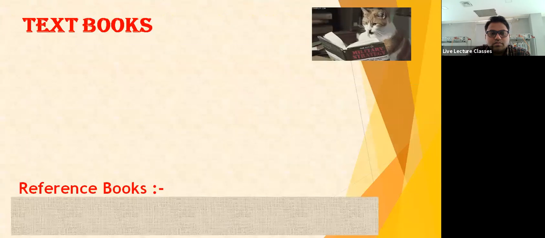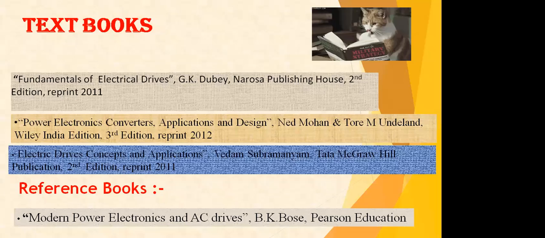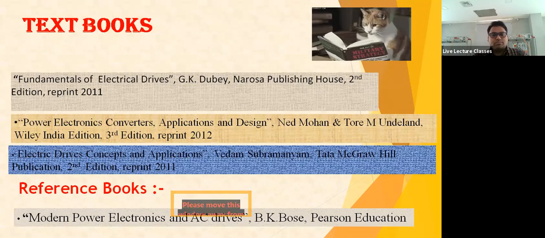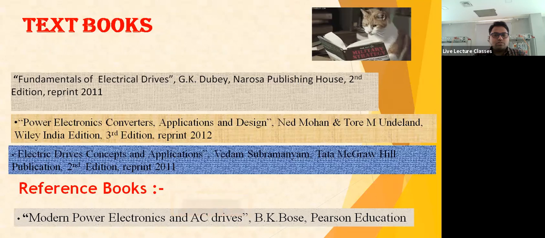Yes. Can you show the book section again? Yeah, sure. Just a second. Yeah. Can you see it? Yes, sir. So you can write it down or take a screenshot of it also. Obviously, we'll find it in the recording section. So G.K. Dubey is the preferred book. Please find it on the internet. I think you might get a soft copy of it.